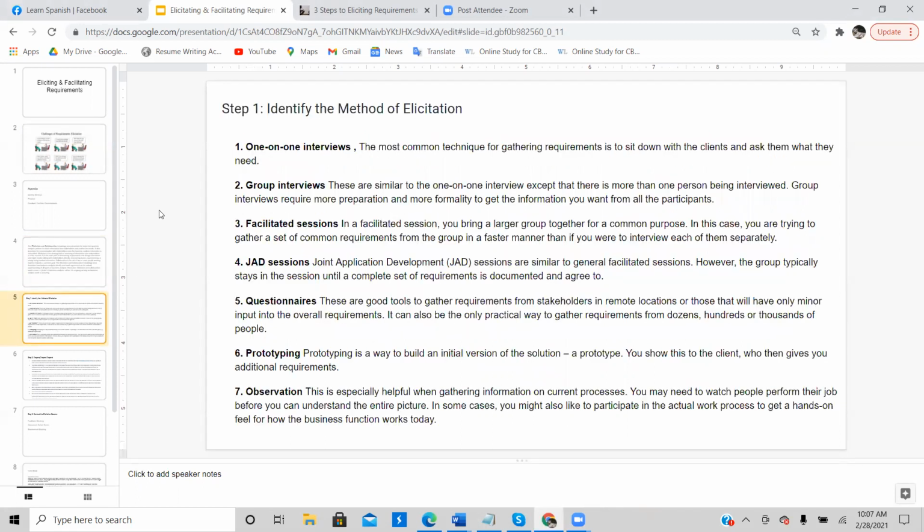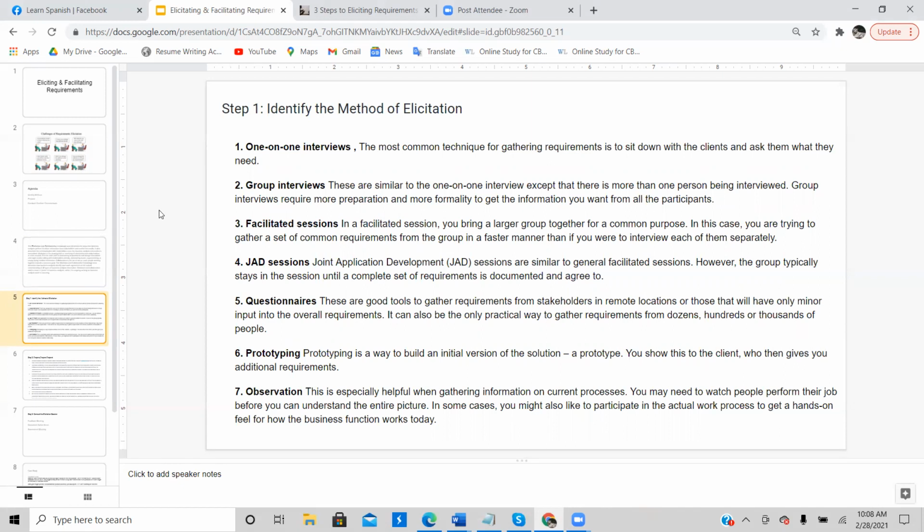So the first part of it is identifying the method of elicitation. We went through all these things of kicking off the effort, data, use cases, and so forth. But this is the meat of things, right? This is where you sit down and you meet with your customers.